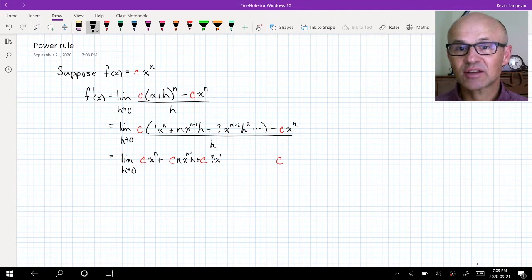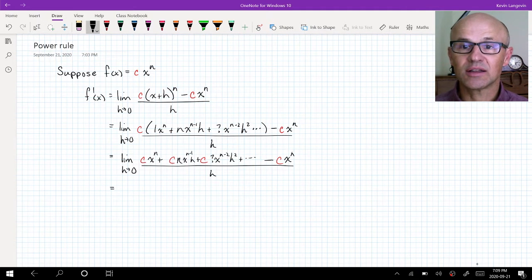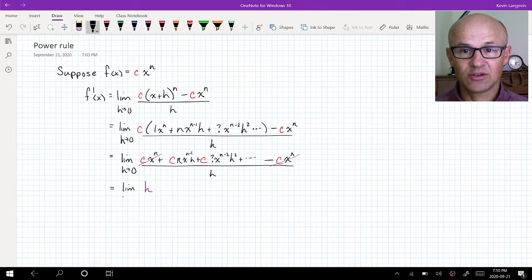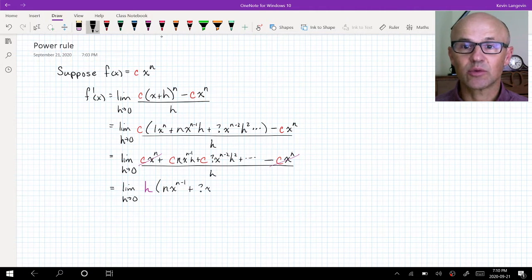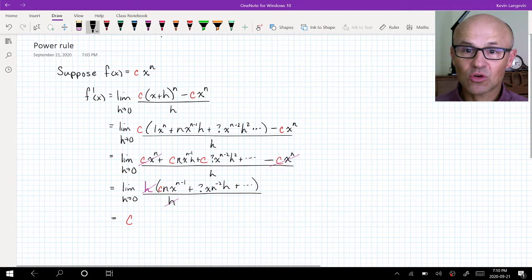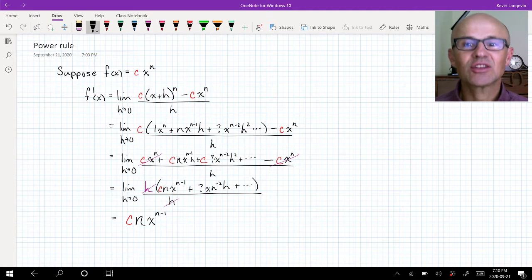And when I subtract the function at the end, my minus cx to the n, my limit will end up looking something like what we have on the screen right now. Only two pieces will cancel. As we've done, I'm going to factor an h out of everything that is still remaining. Everything will still have an h except for the n times x to the n minus 1. And of course, don't forget, as I did, the constant is still there.